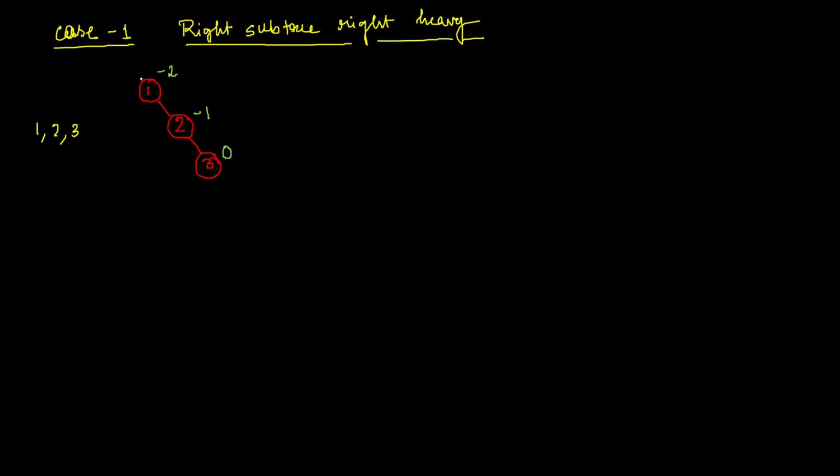Now go to the right child, I mean the root of the right subtree, and see which part is heavy. I'm not saying which part is unbalanced. I'm saying which part of the right subtree is heavy. The right part of the right subtree is heavy. Again, right? So that is why in case 1 we have considered right subtree, right heavy.